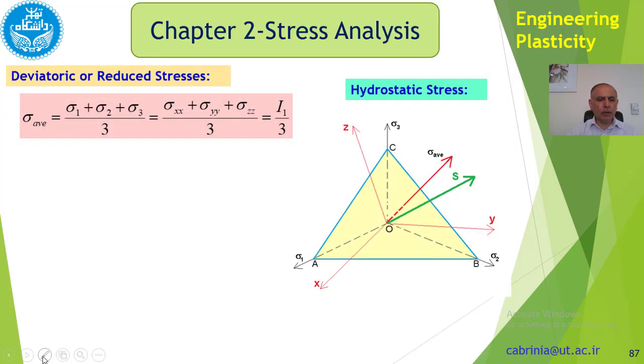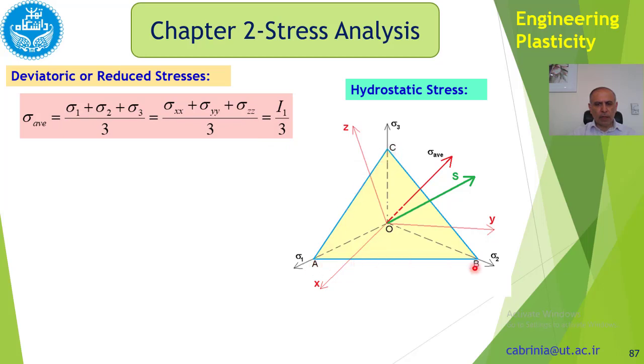In this part, we are going to talk about deviatoric or reduced stresses. In the previous part, we introduced the idea of hydrostatic stress, and we said that sigma average, or the hydrostatic stress I1/3, is equal to that.